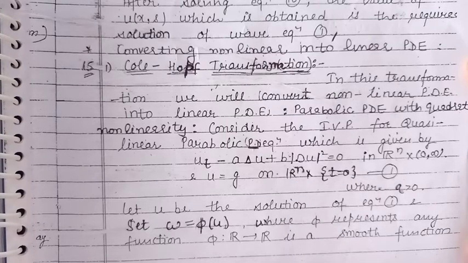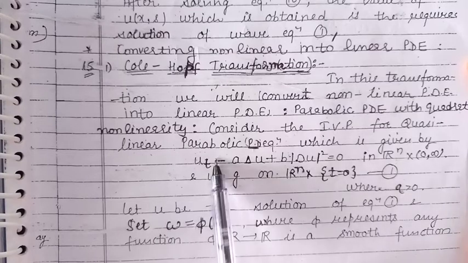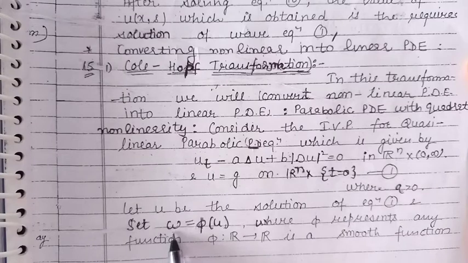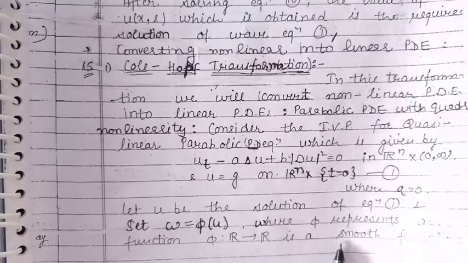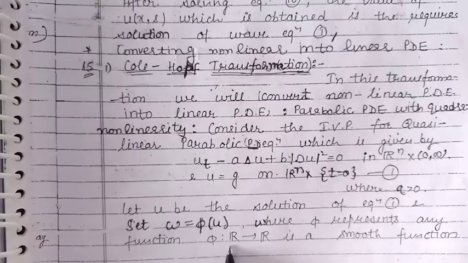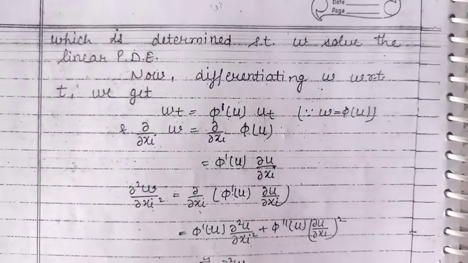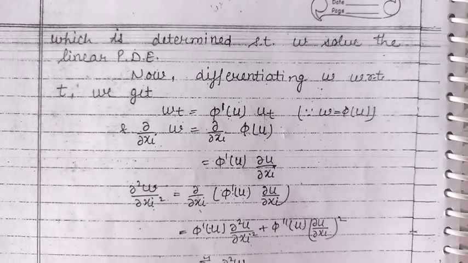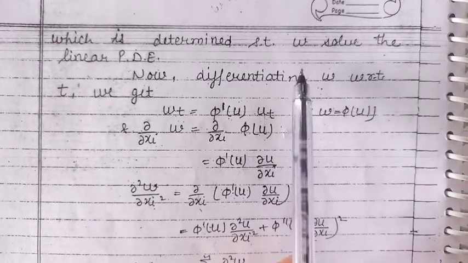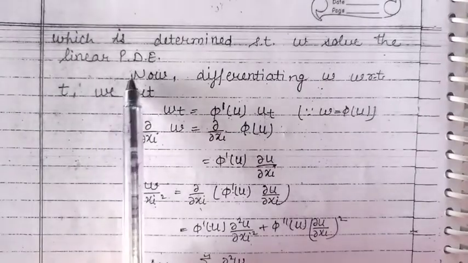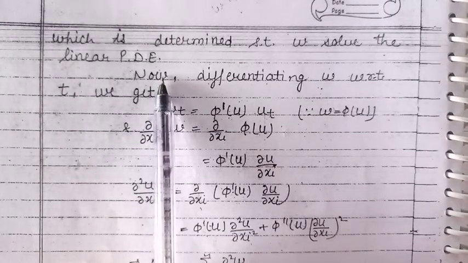Let us take u as the solution of this equation, and we set w as a function phi of u. This phi is a real valued function which is smooth and defined on the set of real numbers. This function is to be determined such that w solves the linear partial differential equation.